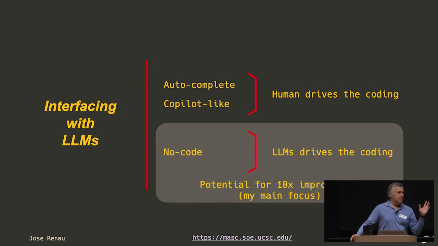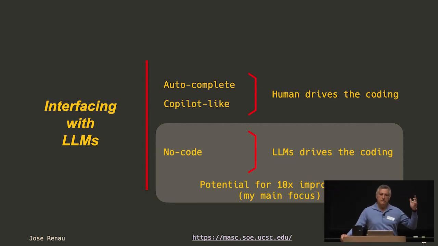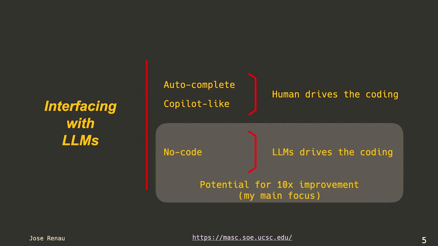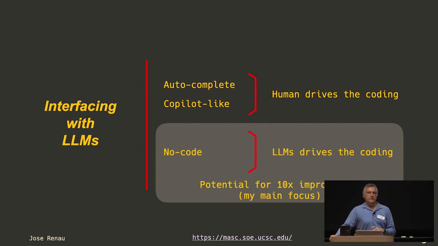From a high-level point of view, so that we understand what I'm trying to do, you can interface with LLMs in two main ways. One, you can use a copilot kind of approach, in which the human drives the coding, and the LLM helps you expand the code like a copilot. This is not what I'm trying. What I'm trying is more no-code, where the LLM drives the coding. The idea is that it has the potential for a much bigger improvement in performance. Both of them are reasonable approaches. I'm not sure which one is better, but I'm targeting the second one, so that we know what I'm trying here.